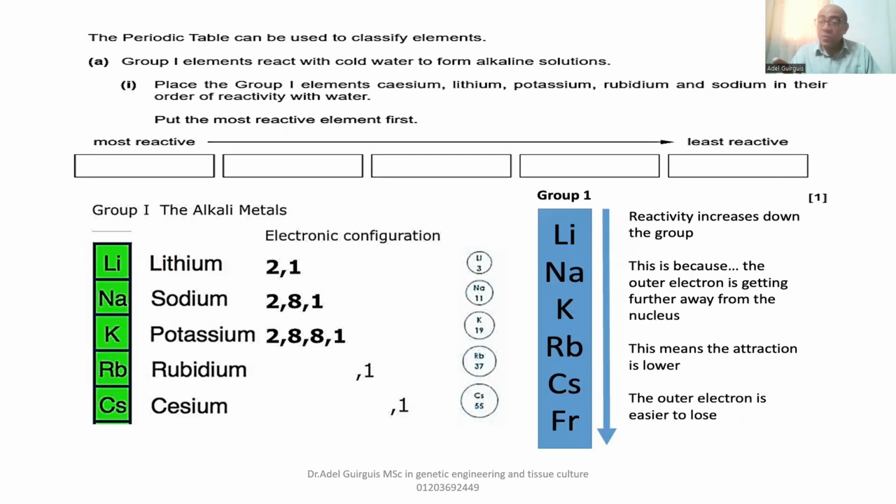Why? This is because the outer electron is getting further away from the nucleus, so the electrostatic attraction forces between the positive nucleus and this electron are lower as we go down. The outer electron is easier to lose from the atom, and the atom changes into a positive ion. So the answer, which one is most reactive? Cesium, rubidium, potassium, sodium, and last one, lithium. Yes, right.